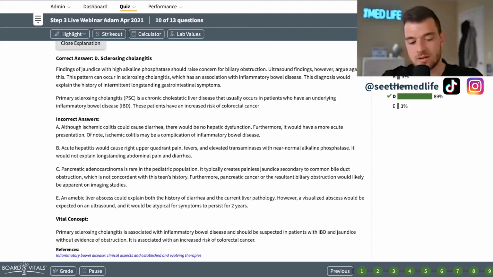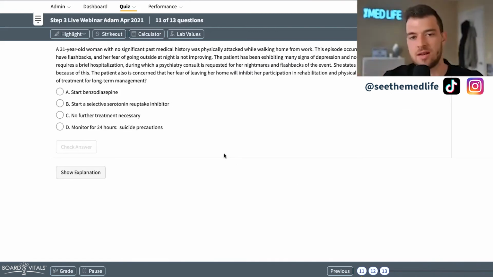But we can go on to the next question. Again, use these to kind of target your studying. That's really the purpose of questions. It's not necessarily about doing all 2,000 questions. It's about targeting your studying based off of those questions. So let's jump into this one.